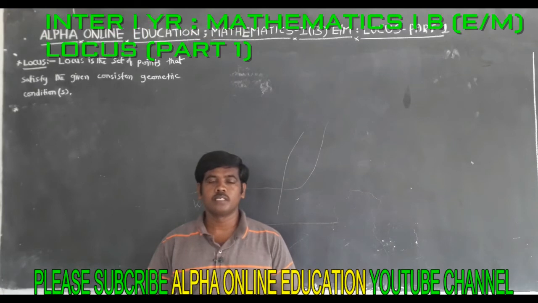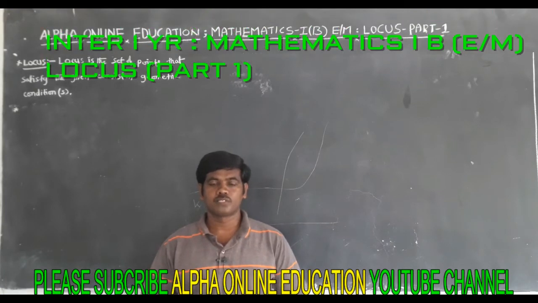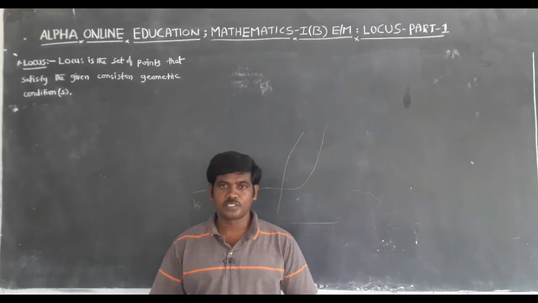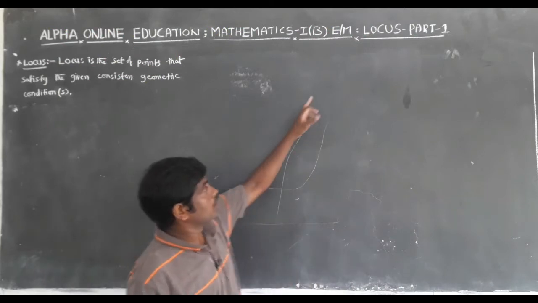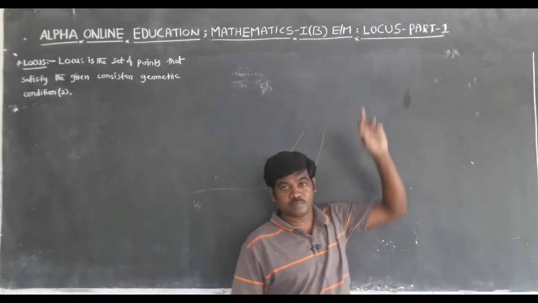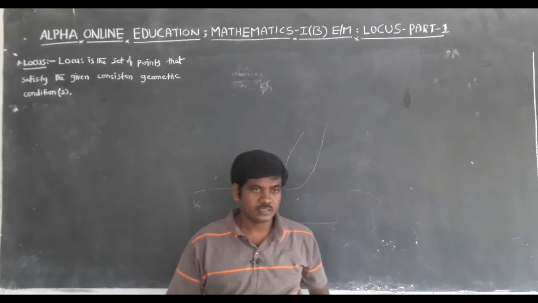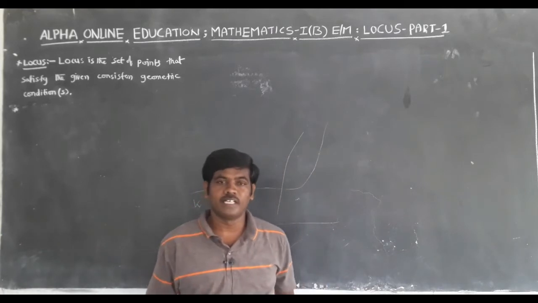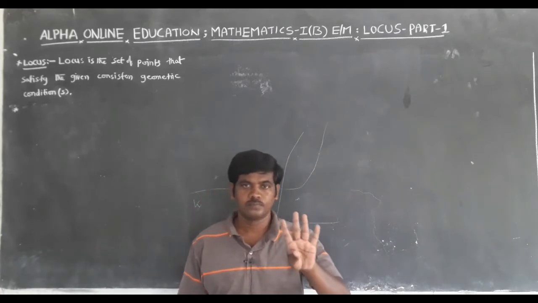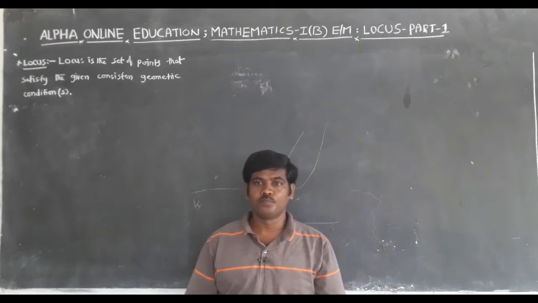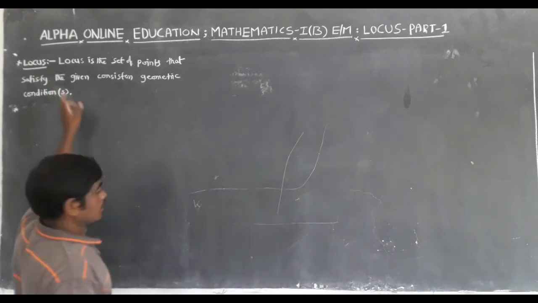Maths 1B English medium syllabus. First chapter is locus. This chapter's total weightage is 4 marks.